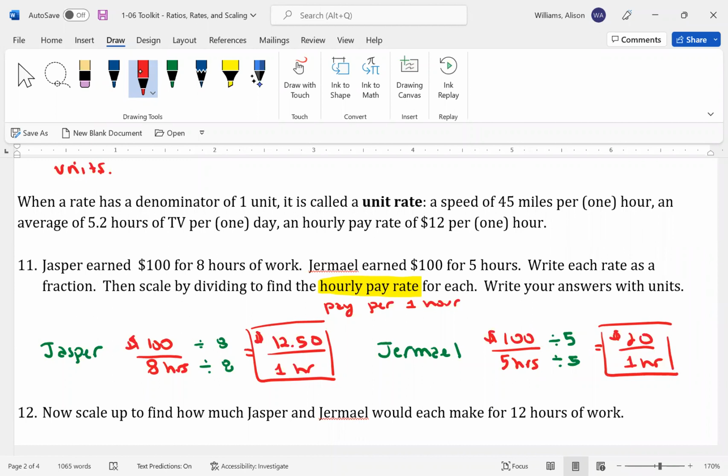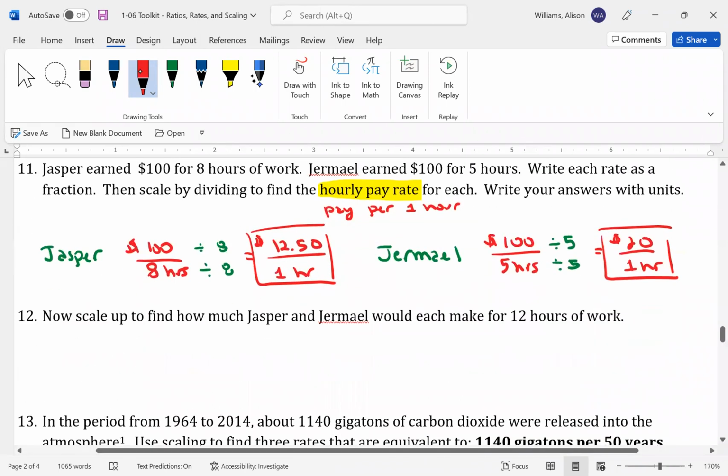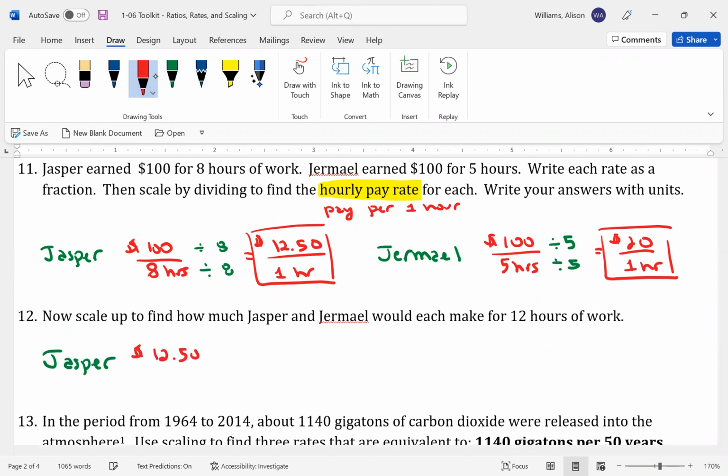Now scale up to find out how much Jasper and Jermail would make for 12 hours of work. So we're going to take those unit rates and multiply them by 12. Starting with Jasper, his $12.50 per hour. If I want to figure out how much he makes in 12 hours, then just multiply it by 12. So that comes out to $150. So he's going to make $150 in 12 hours.